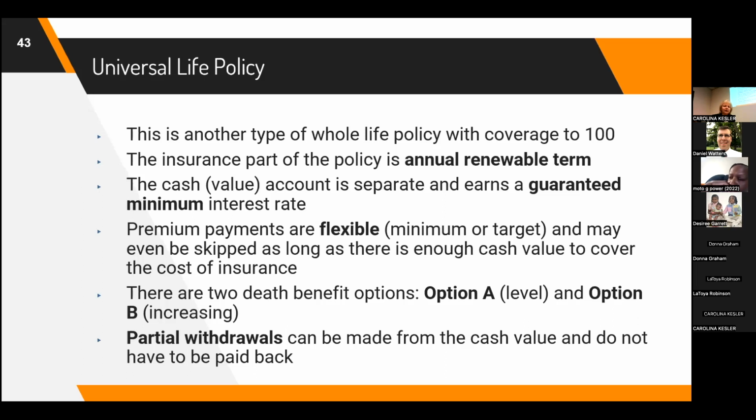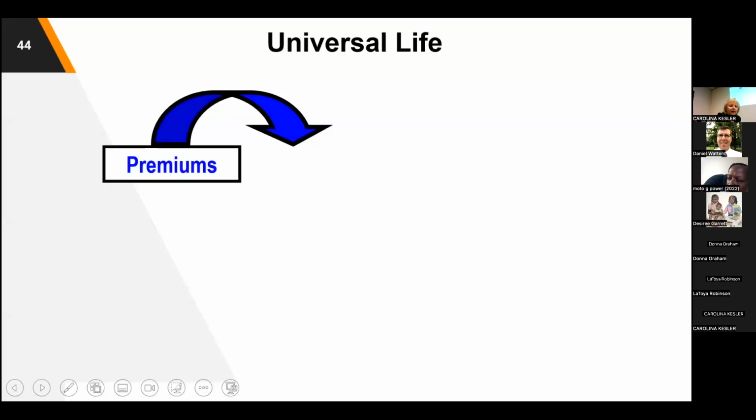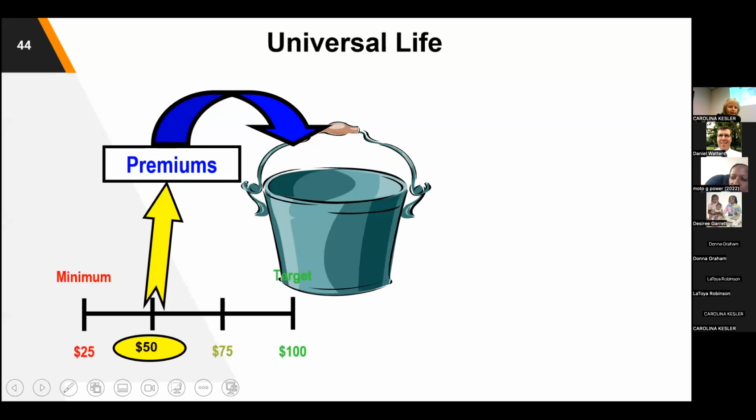Partial withdrawals can be made from the cash value and do not have to be paid back. So if you want some of your cash value out, you can say, okay, I got 100,000, I need 30,000 in cash. You can take that out, but then your face amount is going to drop to 70,000. You don't have to pay it back though, right? It's a better deal, I think. Maybe not for your survivors, right? Okay, you can think of universal life like this. I love this illustration.